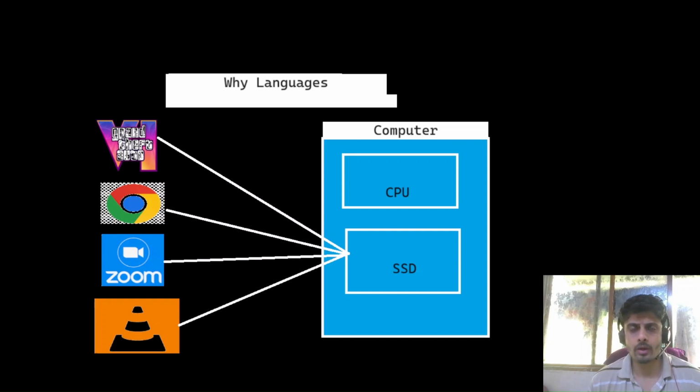To answer this question, we know that our computer is made of two main components: one is the CPU and the other is the SSD. SSD is our hard disk. All our applications like VLC Player, Google Chrome, Zoom, GTA 6 or any games that we play reside on the SSD. To run them, we need to execute these applications on the CPU. These applications are only stored in the SSD but executed or run on the CPU.